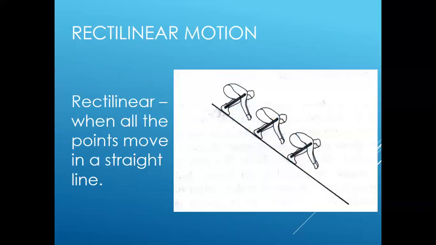So let's look at some images that will, I think, make it easier. So here's rectilinear motion. The skier is, I guess that's a downhill skier, and all the points on the body are moving in the same direction at the same orientation, and they're moving in a straight line.